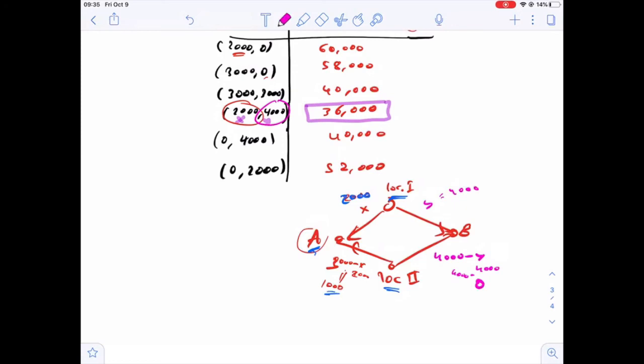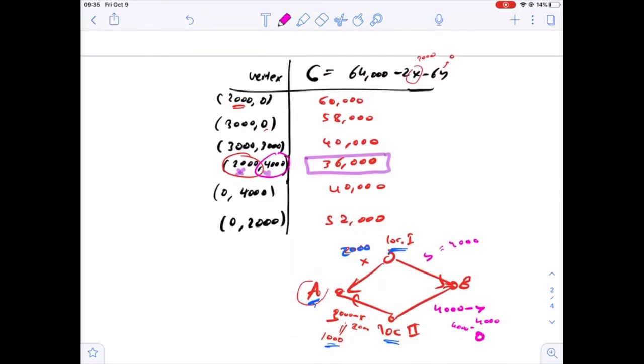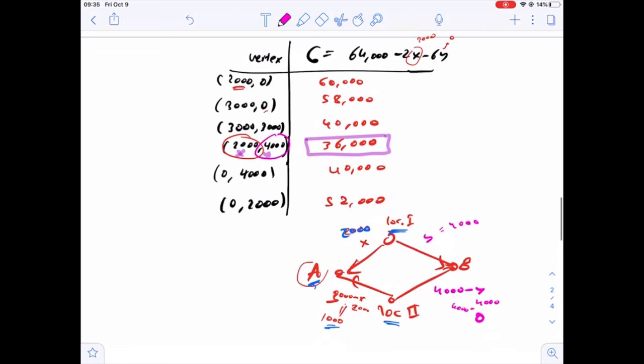So in order to minimize the costs, to get the minimum cost of 36,000, we should ship 2,000 TVs from location 1 to city A and 1,000 TVs from location 2 to city A. And we also need to ship 4,000 TVs from location 1 to city B and 0 TVs from location 2 to city B. This will minimize the cost function.